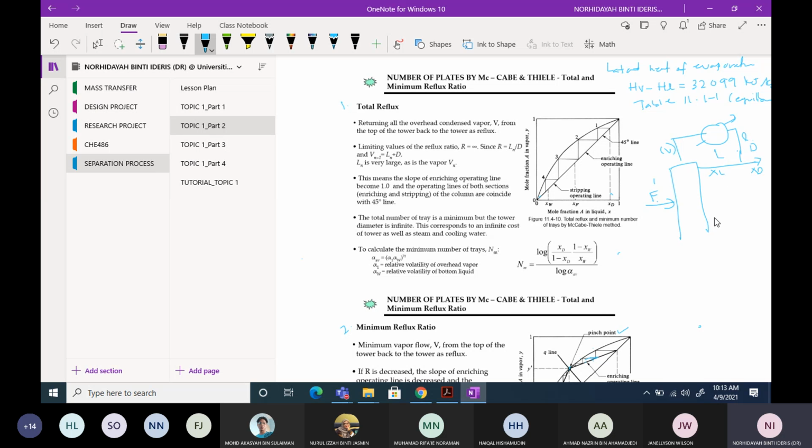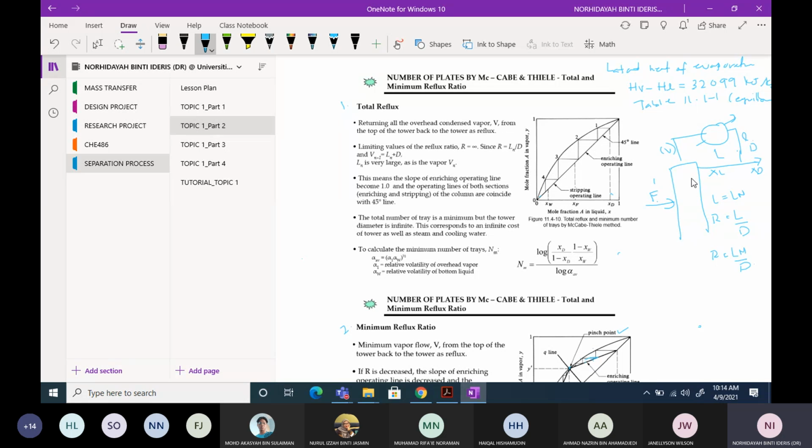Since we assume that the system inside here is the equimolar condition, you know that this L is equal to Ln. That will give you the ratio, which is how much you send back to the column over how much you recovered. So R is equal to L over D, which is also equal to Ln over D.